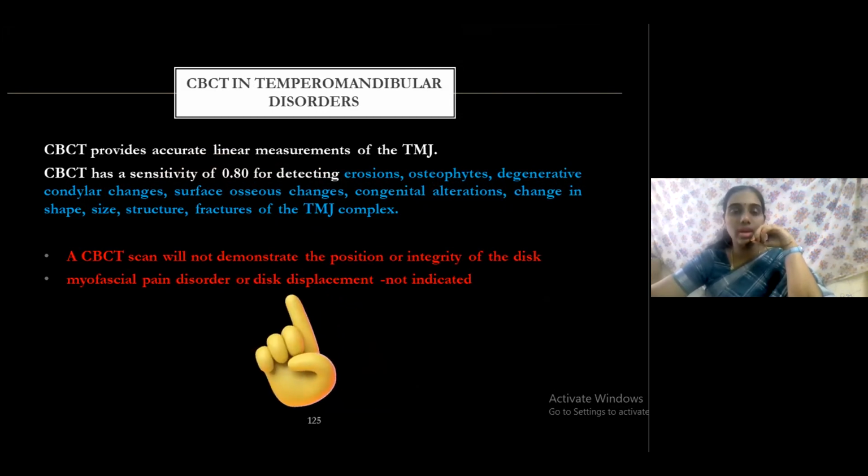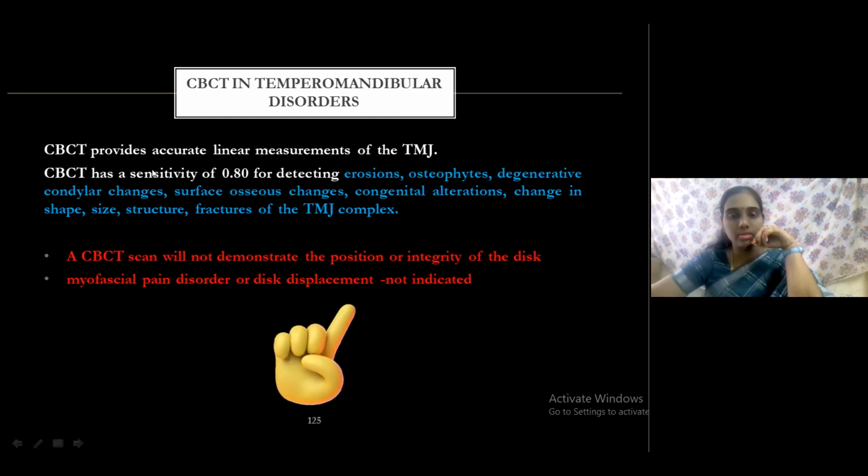It provides great measurements, accurate linear measurements of the TMJ, and of course for all the osseous changes: erosions, early osteophytes, degenerative changes, condylar changes, or fractures, if there is a bifid condyle, any osseous change. When you think of CBCT, it is more precise and has a very high resolution.